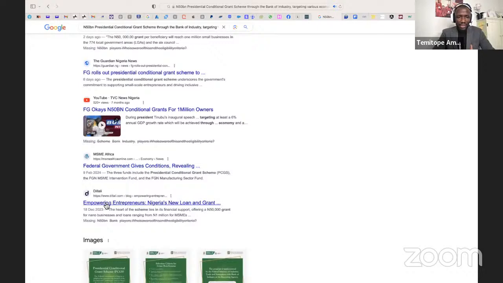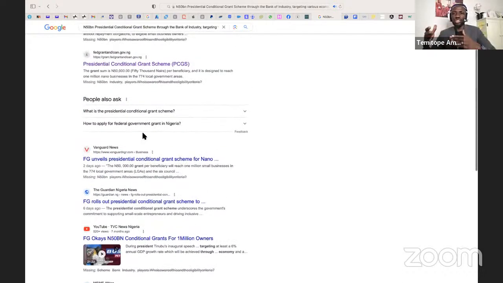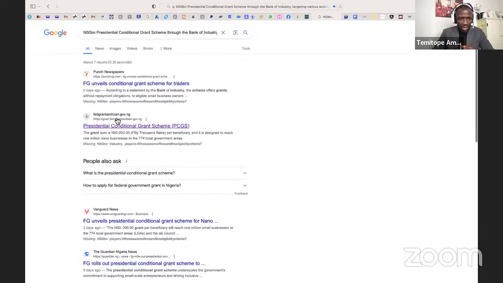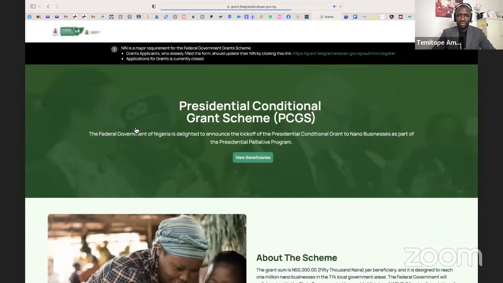But all of these websites are not really government websites. So like I said, when you search through, look for a government website, any website ending with .ng, gov.ng, gov.uk, gov.us, and the likes, depending on the country you are in, has more credibility. So here I could see federal government loan and wherever, and I see gov.ng. So I clicked on this and it takes you to the page. As you can see at the top here, NIN is a major requirement for the federal government grant scheme. Grant applicants who already filled the form should update their NIN by clicking this link. Application for the grant is currently closed.